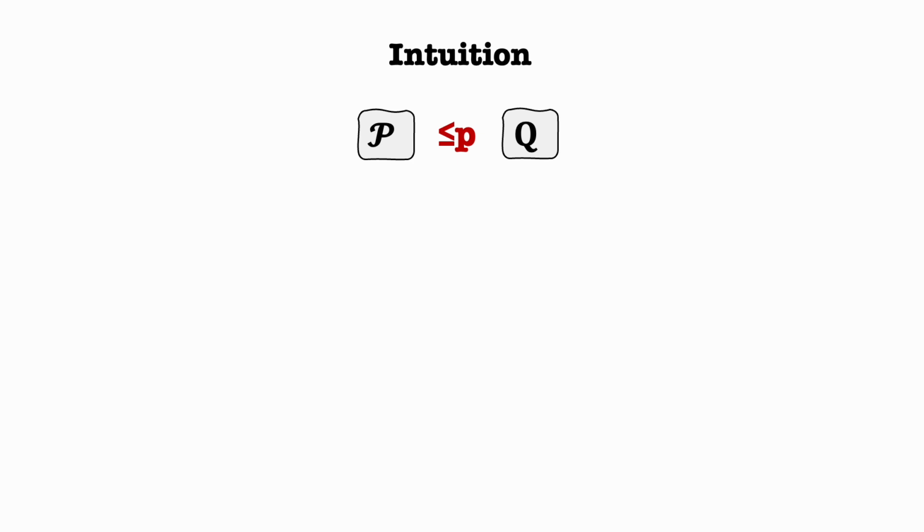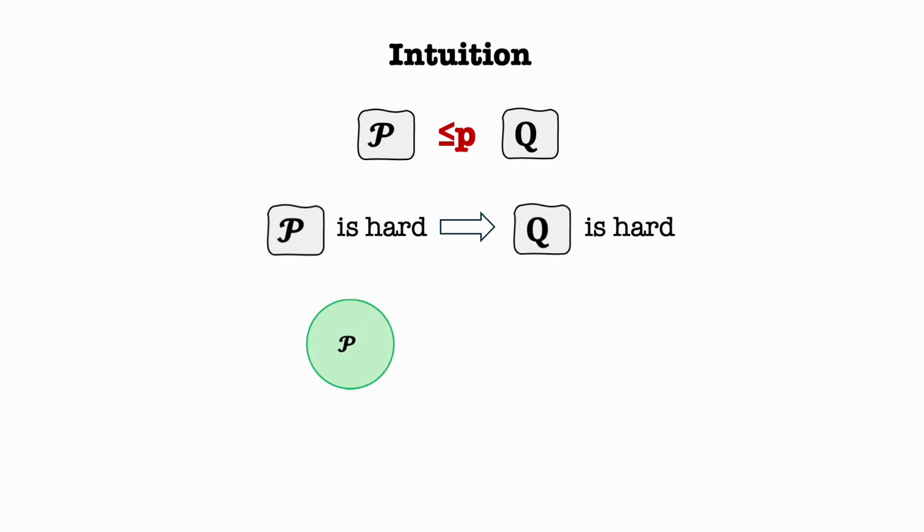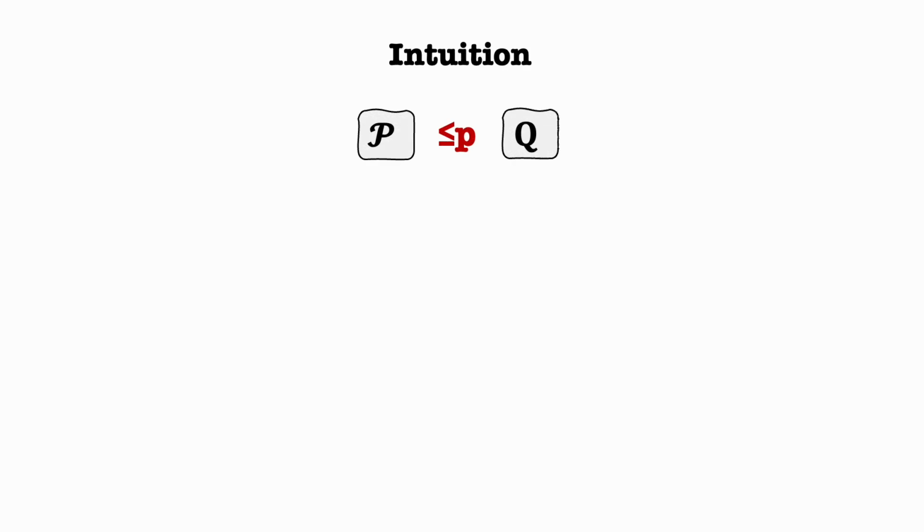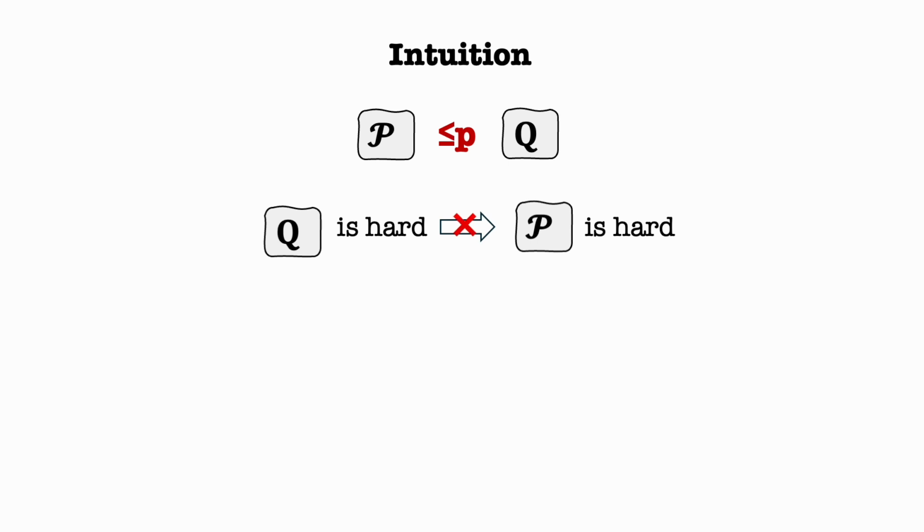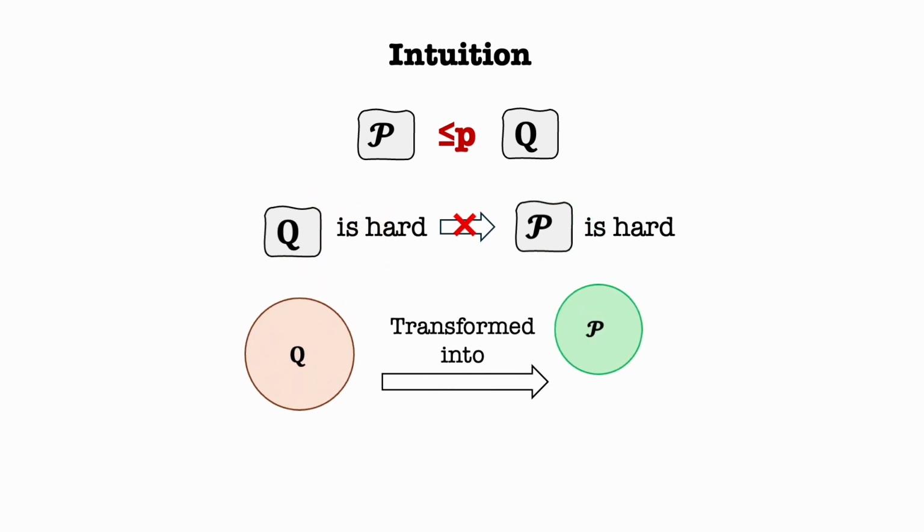Now let's discuss the second property. If P is hard, then Q is hard. The reasoning is similar. If P is hard to solve, then the associated instances in Qp are also hard to solve, which implies that Q must be hard as well. Now you might ask, can we say if Q is hard then P is hard? The answer is no. Why? Because we did not reduce instances of Q into P, so we cannot make any claims about the complexity of P based on Q.